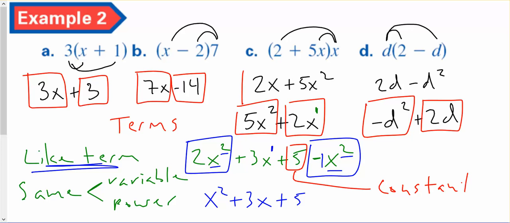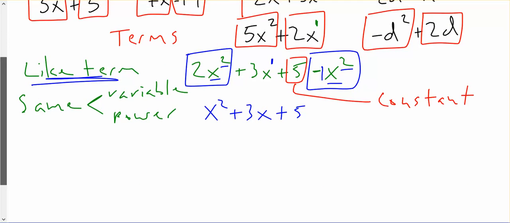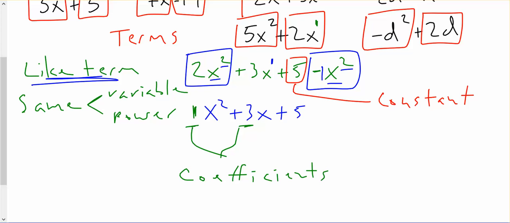A number in front of a variable. We've got an invisible 1 out in front, and we've got a 3 here. Those numbers out in front of variables are called coefficients. Coefficients.